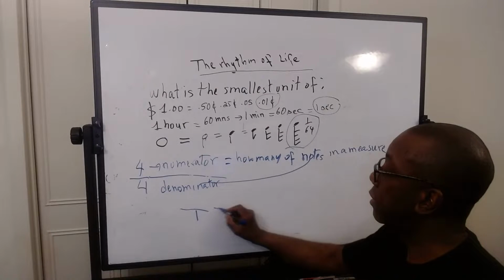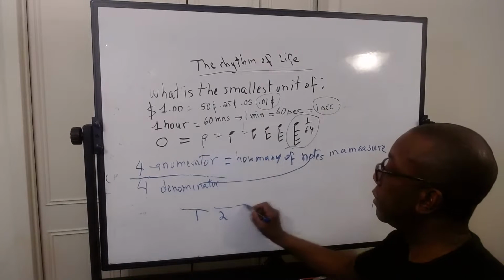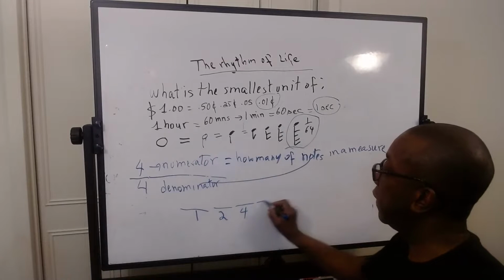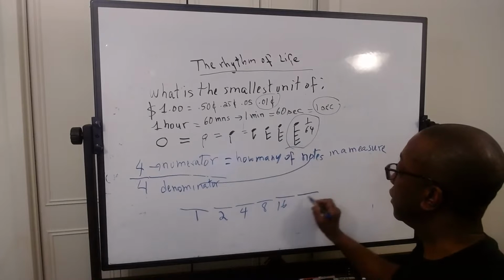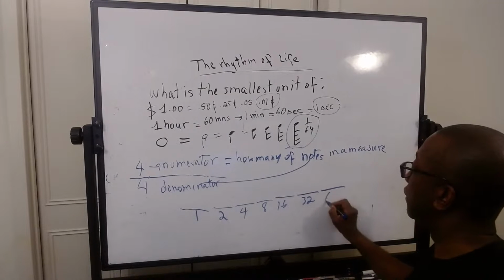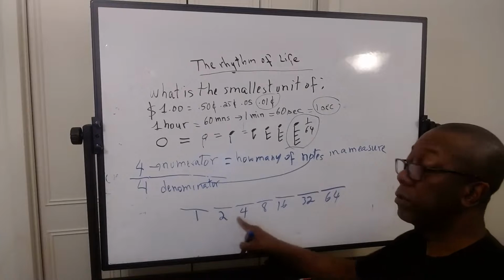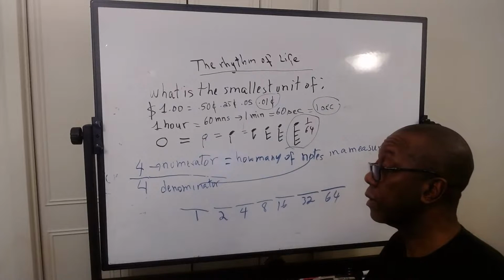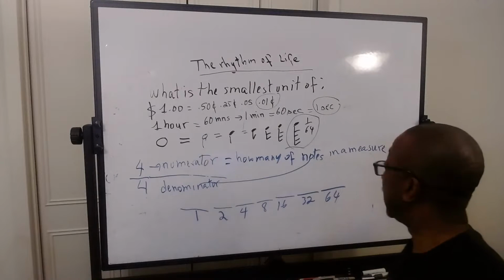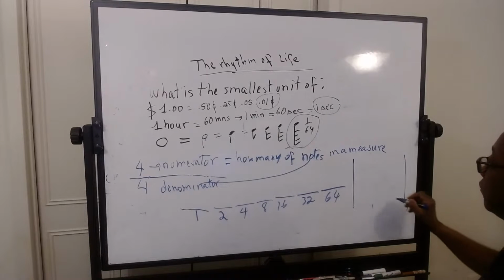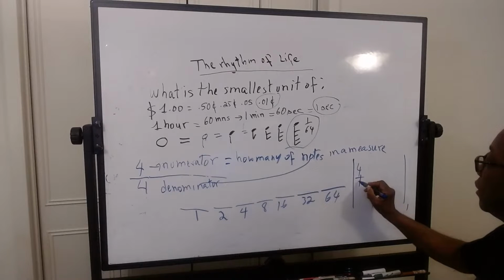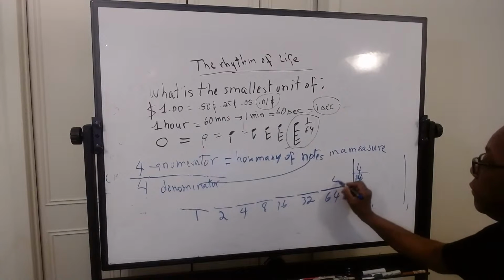So let me review the same thing I just did. Go right back to the numerator. When you see 4 on the top, the numerator equals how many of this note in a measure. And the denominator tells me what kind of note it is. Is it a whole note? It will be a 1. Is it a half note? It will be a 2. The quarter note will be a 4. An eighth note will be an 8. A 16th note will be a 16. A 32nd note will be a 32. If it's a 64th note, the bottom will tell me what kind of note it is. That's what makes it so important.